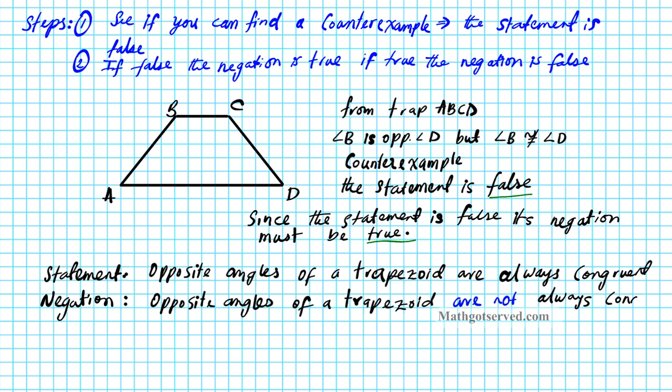And we can completely see why this is the case because we have an example here that shows that they're not always congruent. They could be congruent in the case of a square or parallelogram, but if you have a trapezoid of this case, or even an isosceles trapezoid, then the statement is not true. Okay, so "opposite angles of a trapezoid are not always congruent" is a true statement. That is a negation of the original statement, "opposite angles of a trapezoid are always congruent," which is false. All right, so that's that.